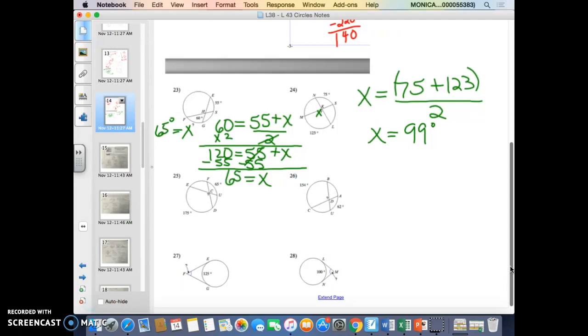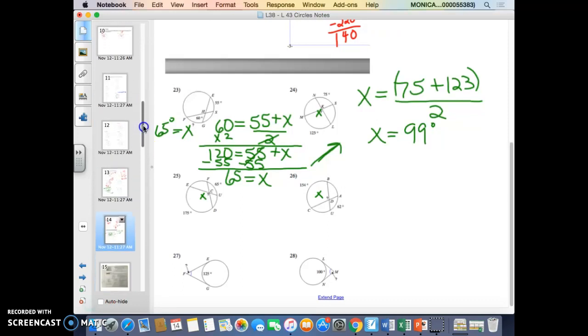So be careful what you're looking for. For both of these, you are looking for the angle measure. So for both of these, you're going to follow this example here. Right. Now you'll notice number 27 and 28 look a little bit different. You've got the vertex outside of the circle. So let's go ahead and take a look at what those notes look like back here.